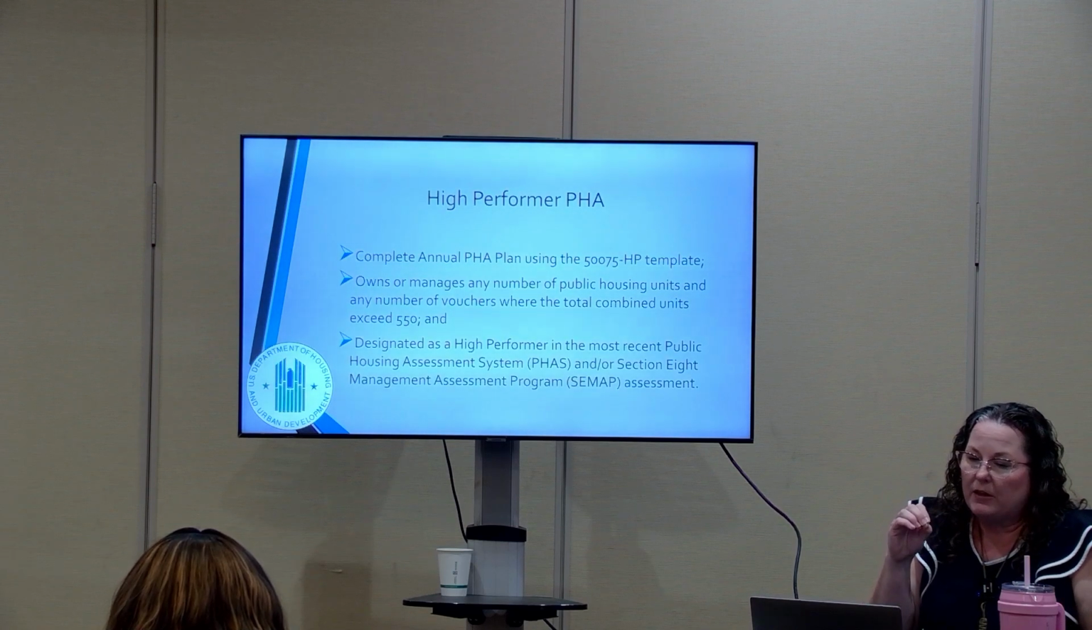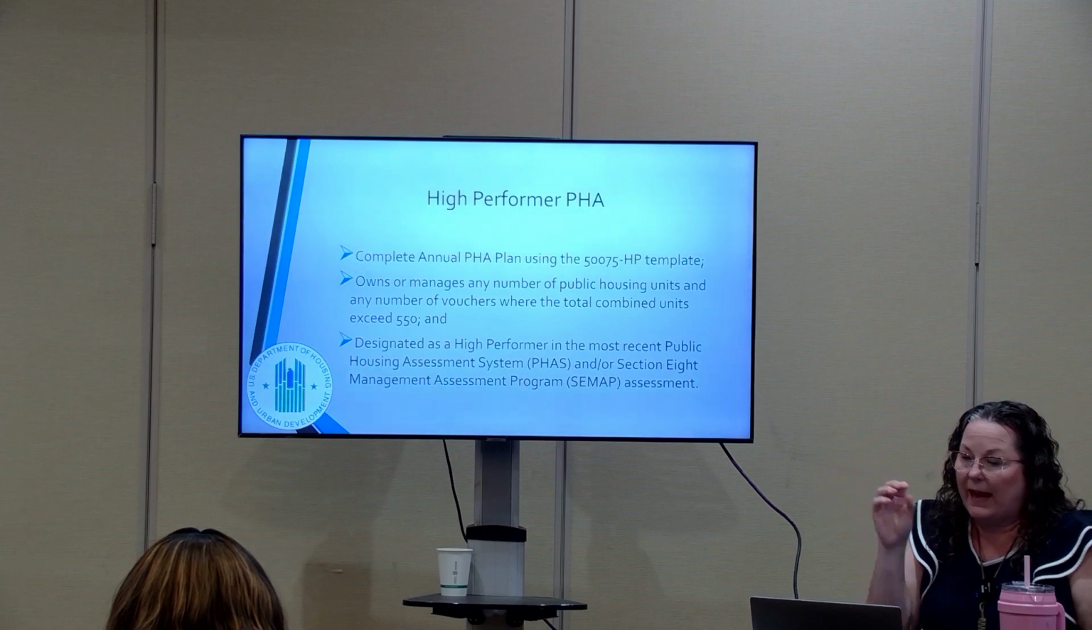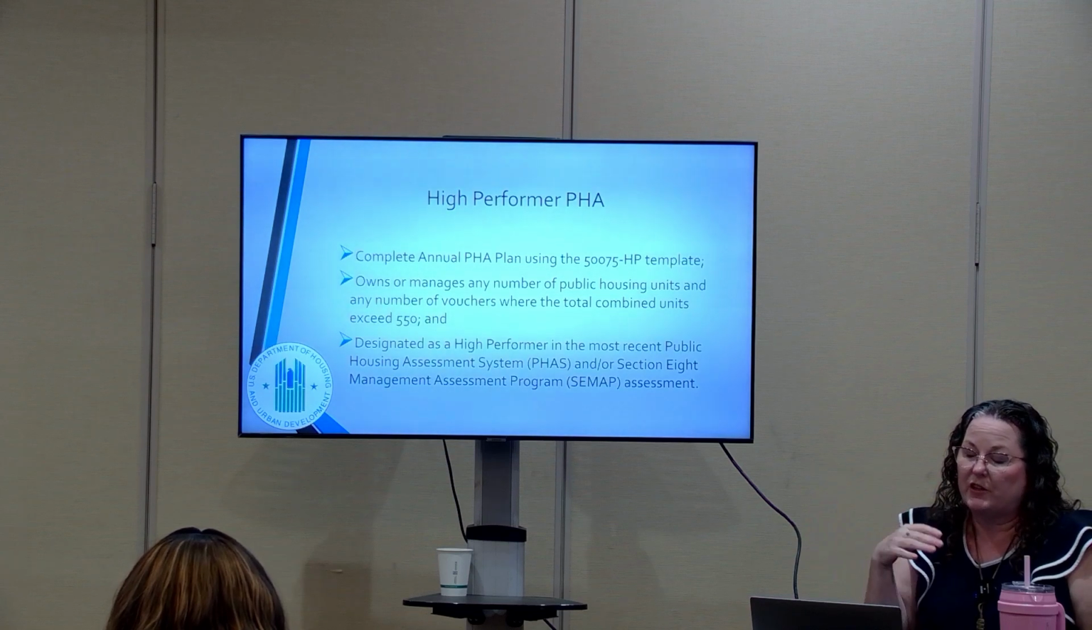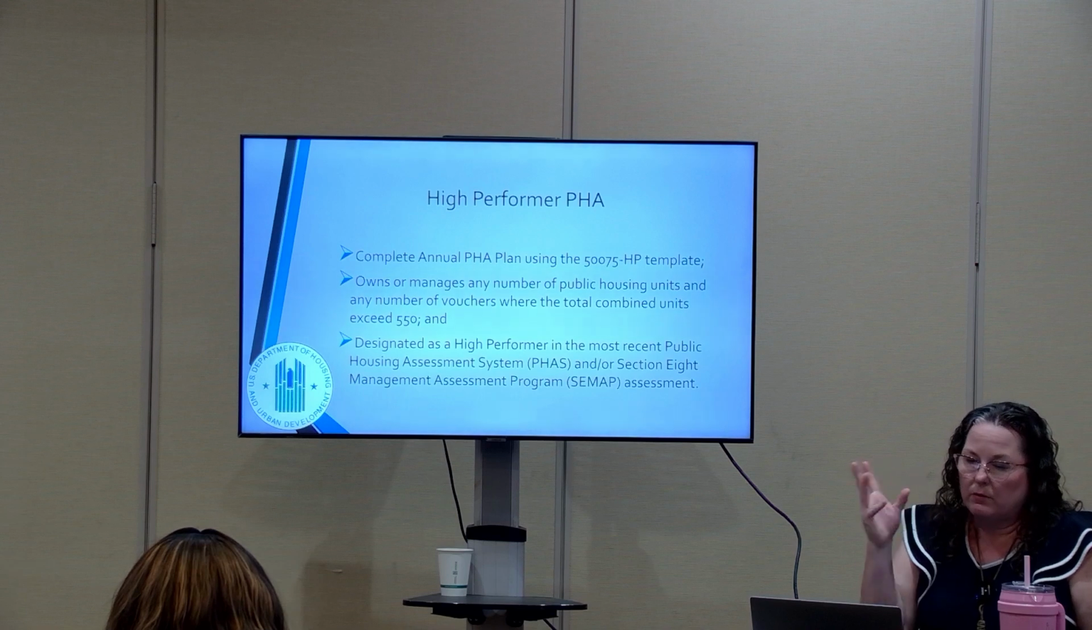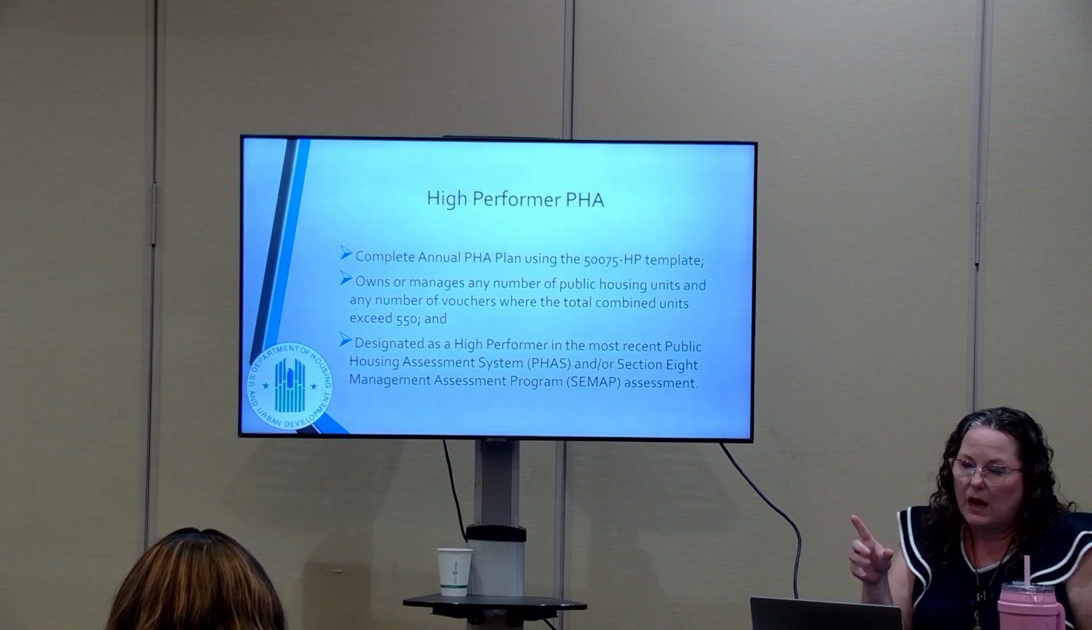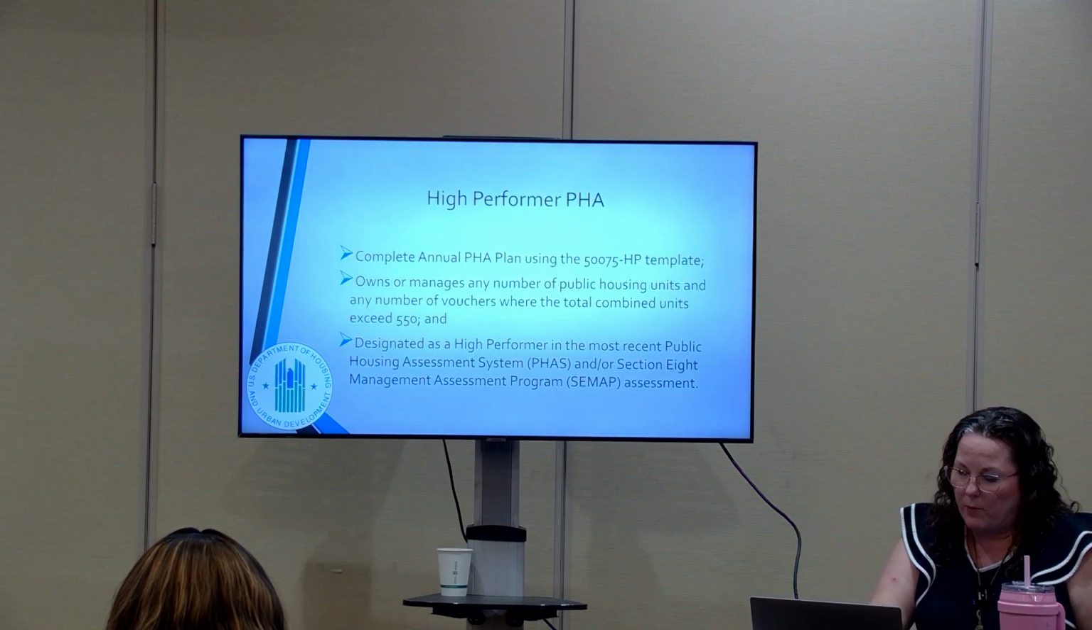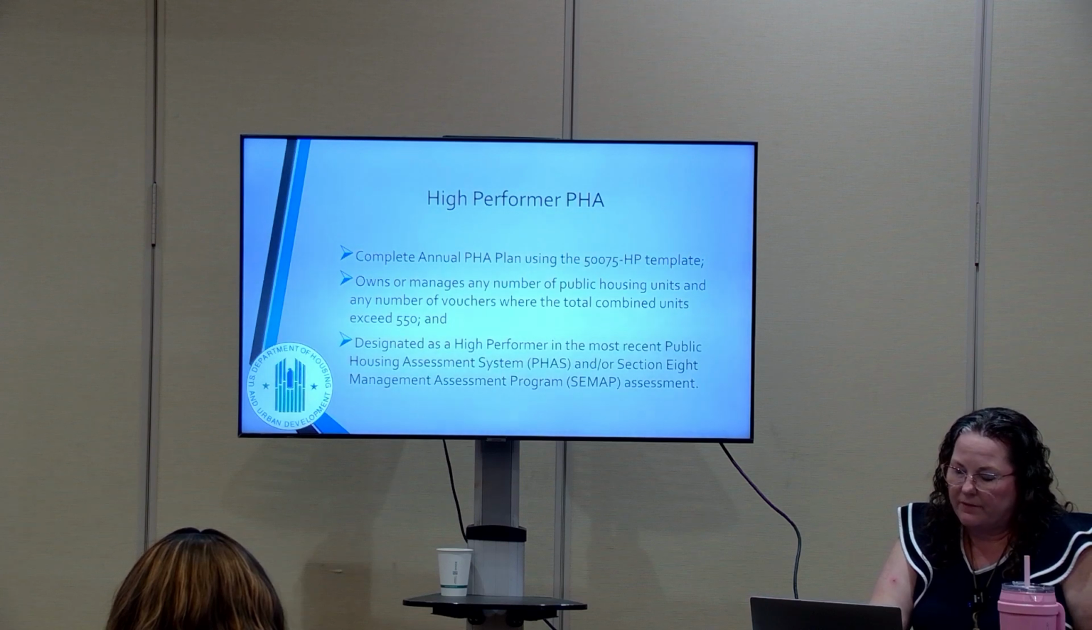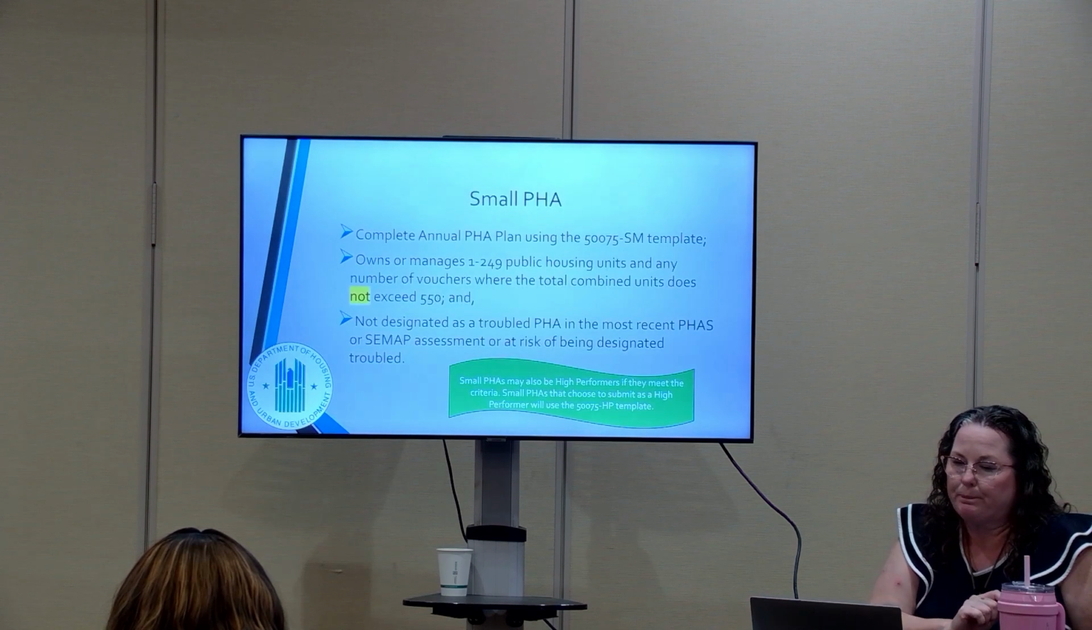So a high performer is if you can have any number of public housing units and also combined that exceed 550 and designated high performer on either FAS and/or CMAP.